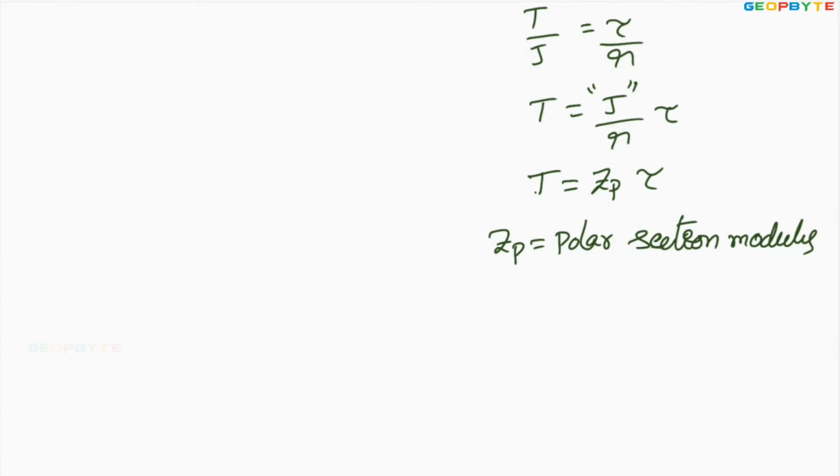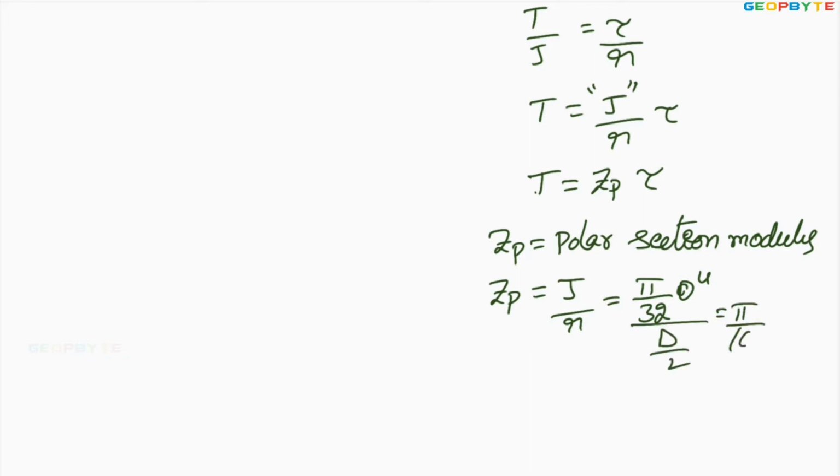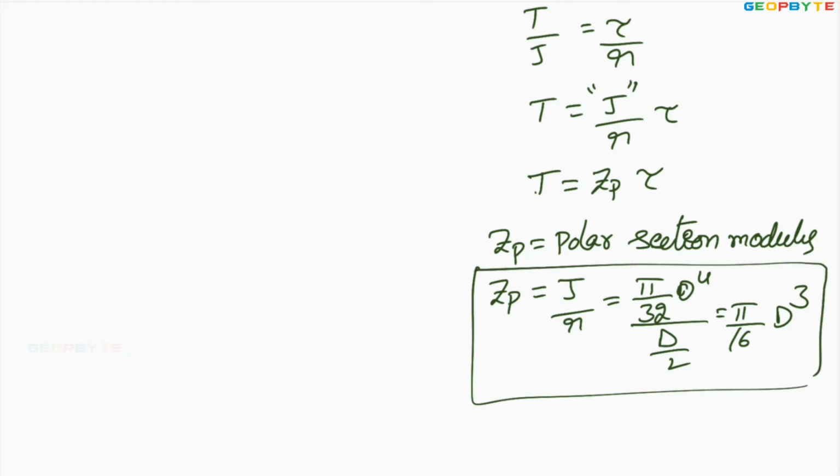Now let us determine the polar section modulus Zp for the solid shaft. Zp equals J by R. J for a solid shaft equals pi by 32 into d power 4. R equals d by 2. It is equal to pi by 16 into d cube. That is for the solid shaft.